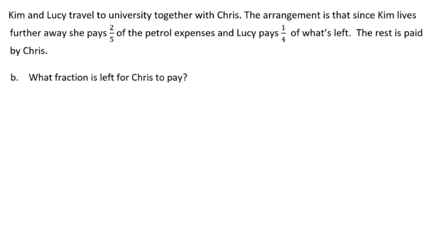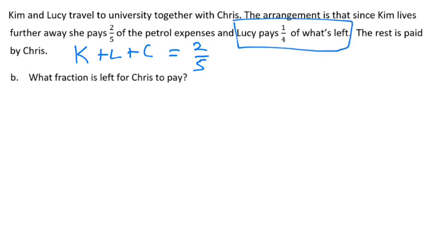So we know we've got Kim paying some part, Lucy paying some part, and Chris some part. So we know Kim's part is 2/5. We know Lucy's part, it says here Lucy pays 1/4 of what's left. Now that's important. Of what's left, the "of" meaning times. So Lucy is going to pay 1/4 of what's left. So if Kim's paying 2/5, that means there's 3/5 left. So Lucy's going to pay 1/4 of 3/5.